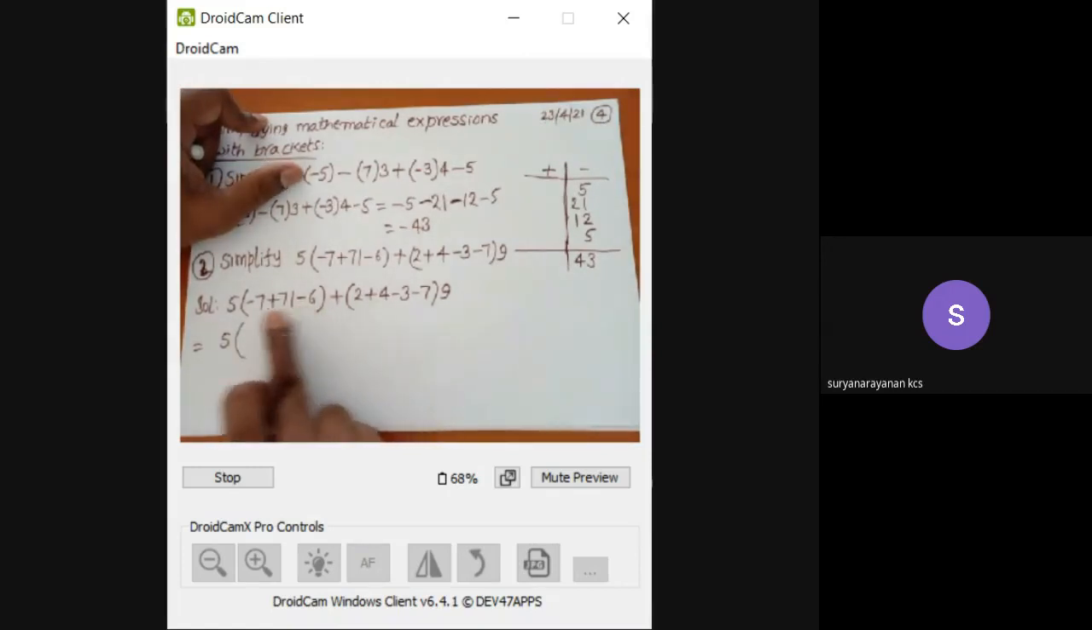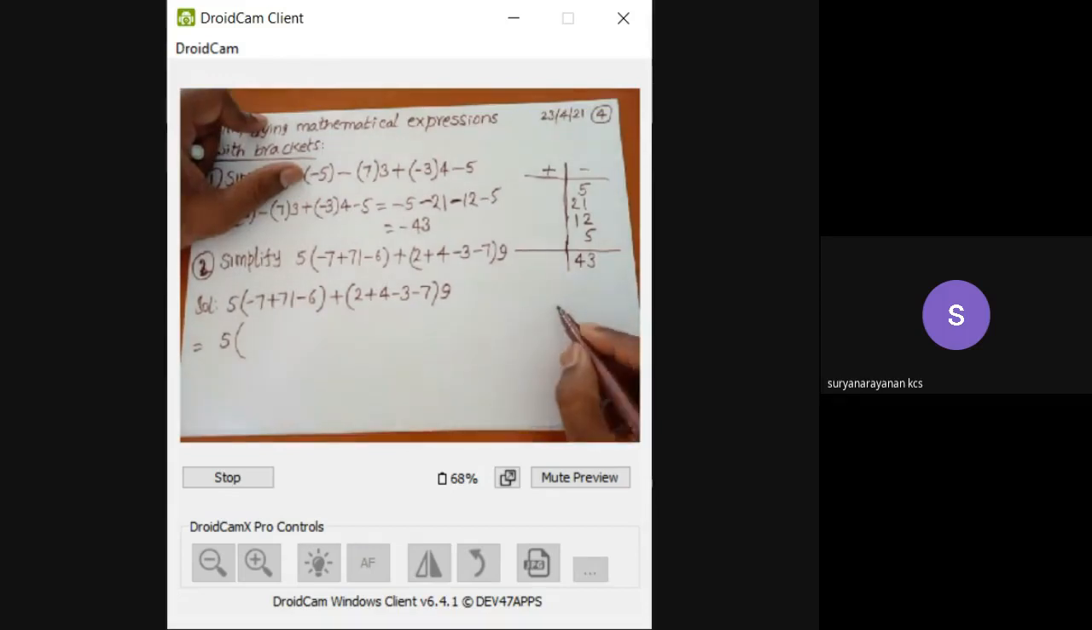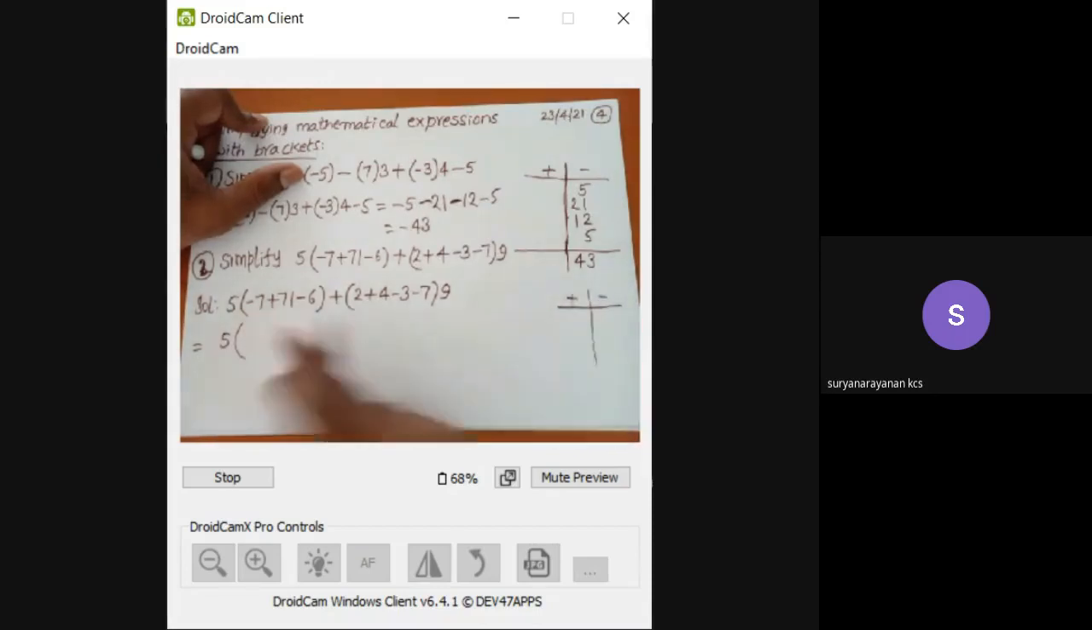Let us simplify these 3 numbers. How do you simplify? We segregate them. We classify them into plus and minus. Say here 7, so minus 7. Here this is the 71. Plus 71. Here minus 6.